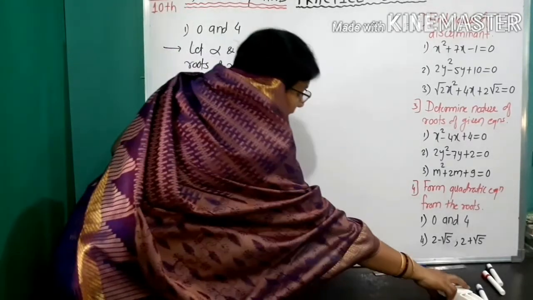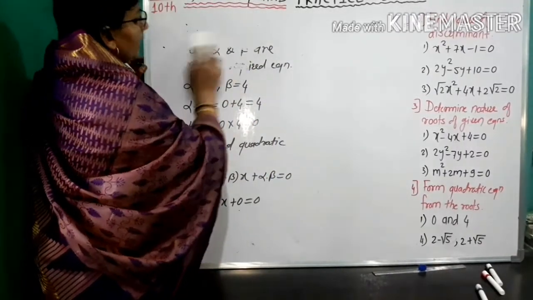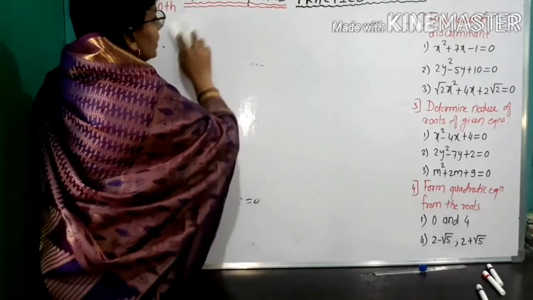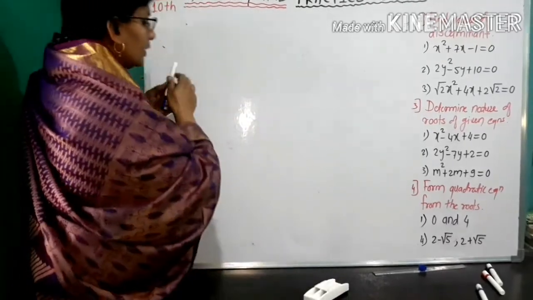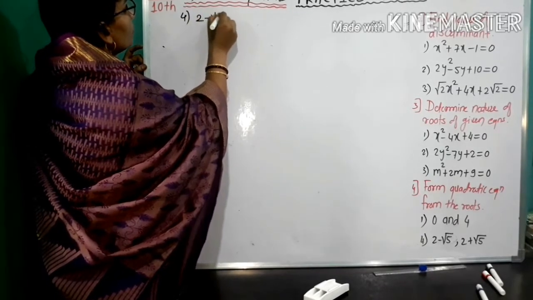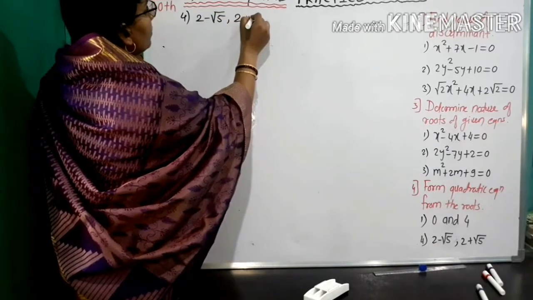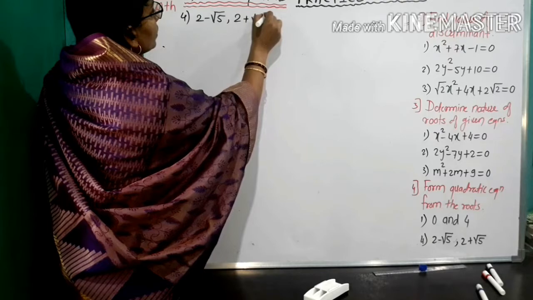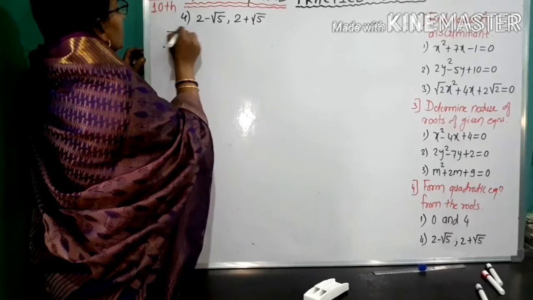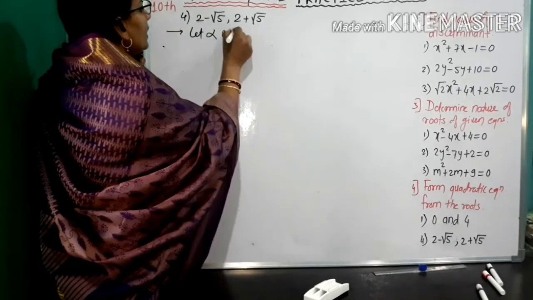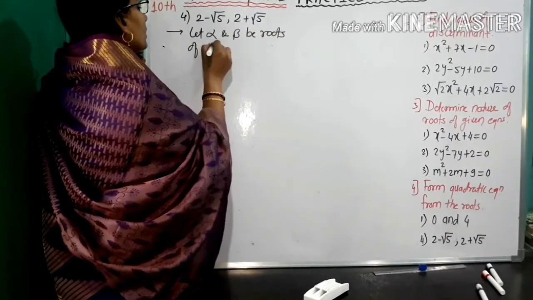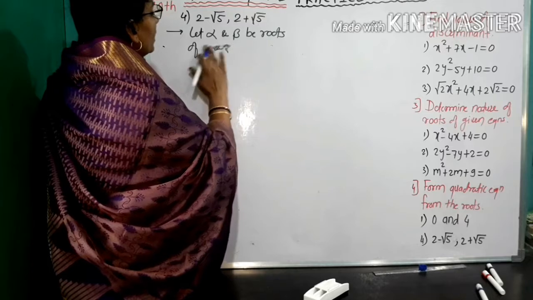There are 4 examples in this question number 4. I take example number 4. You can solve example number 2 and 3. So example number 4, the roots are given: 2 minus root 5 and 2 plus root 5. Here also let alpha and beta be the roots of the given or required equation.